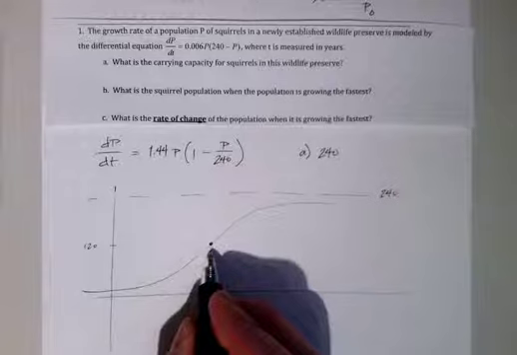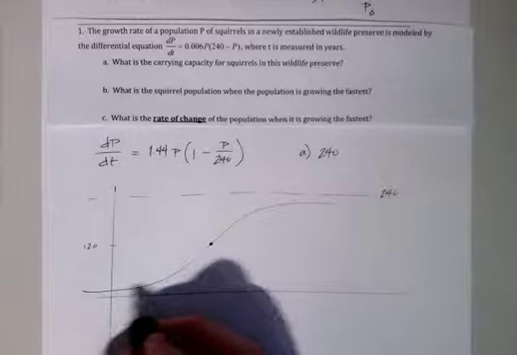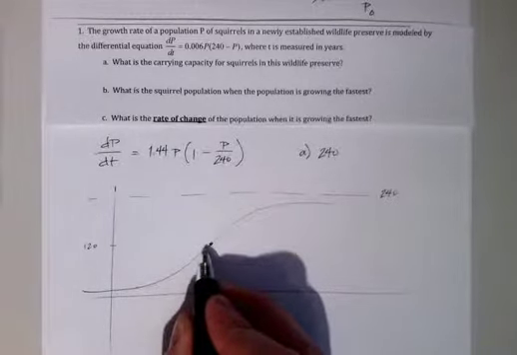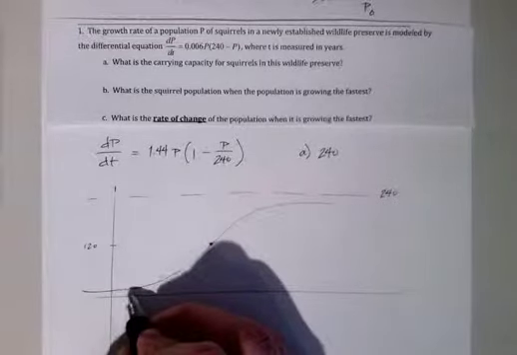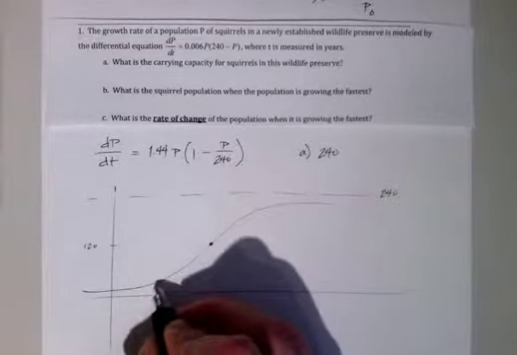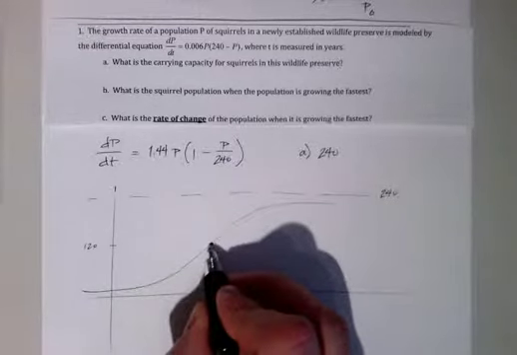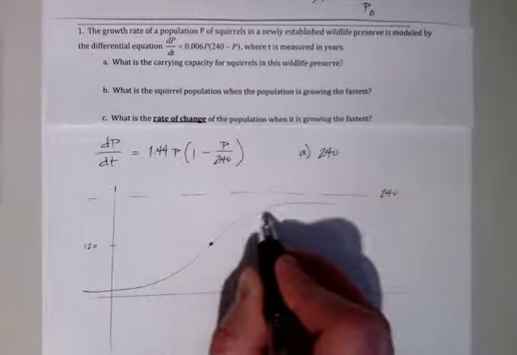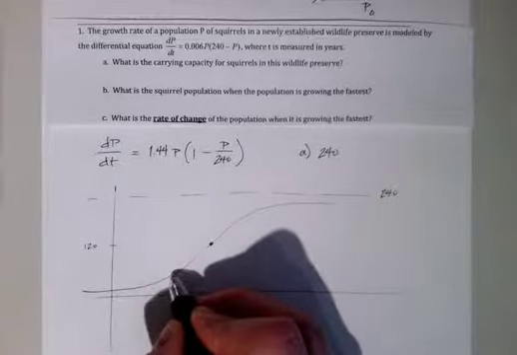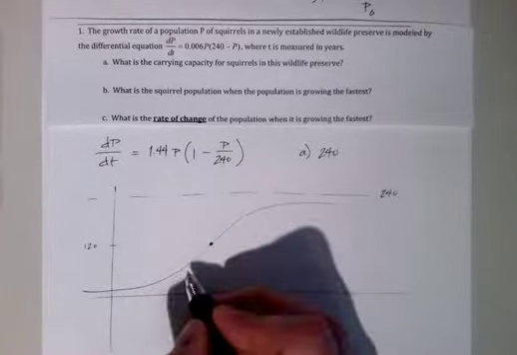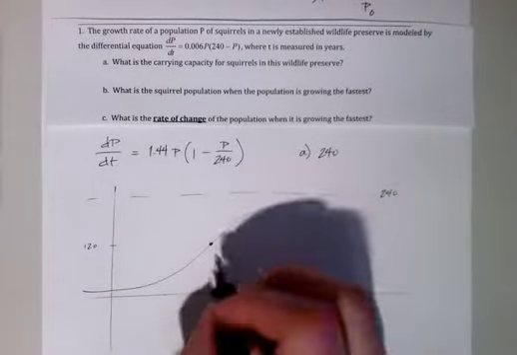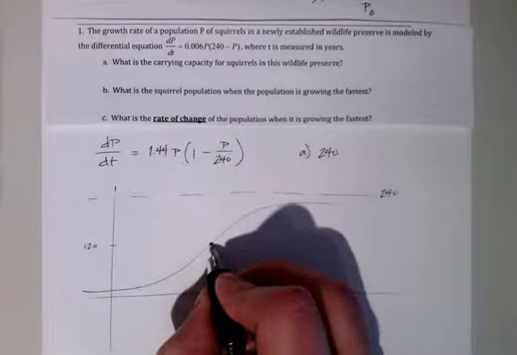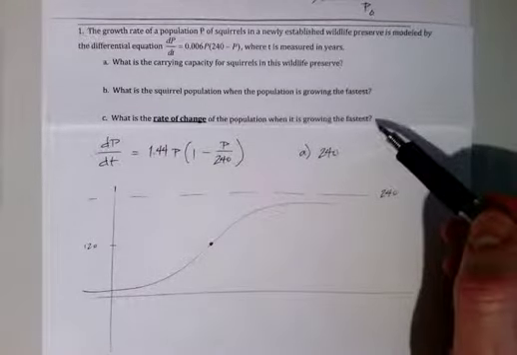So what is the squirrel population when the population is growing the fastest? It's here. Because remember, the inflection point is where it's steepest, where the rate of change is the greatest, because here the acceleration is positive. It's getting steeper, getting steeper, getting steeper, then getting less steep, getting less steep. So the dividing line between getting steeper and getting less steep is the steepest, right? And therefore that is the point at which the population is growing the fastest. If you determine that inflection point, you can answer B and C.